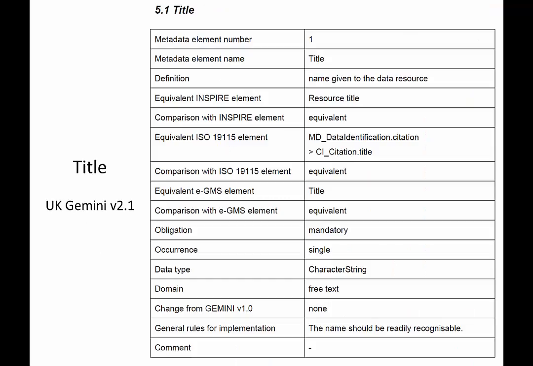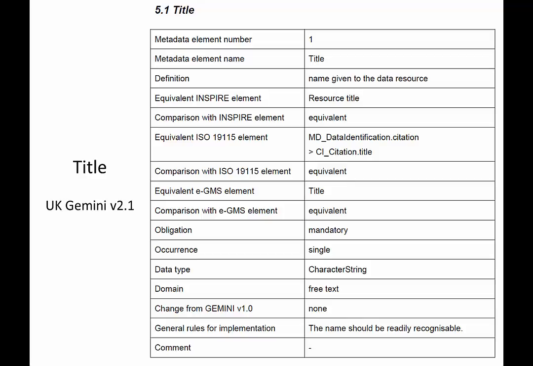So title, here's an example of the title element, number 1, name given to the data resource. What I wanted you to see here is the equivalent Inspire element. So it's the mapping between the Gemini format and the European Union Inspire element. You can see that it's called title in UK Gemini, but it maps onto resource title in Inspire. Then we've also got a mapping onto the ISO element, and we can see that it's equivalent. These two fields are effectively the same.